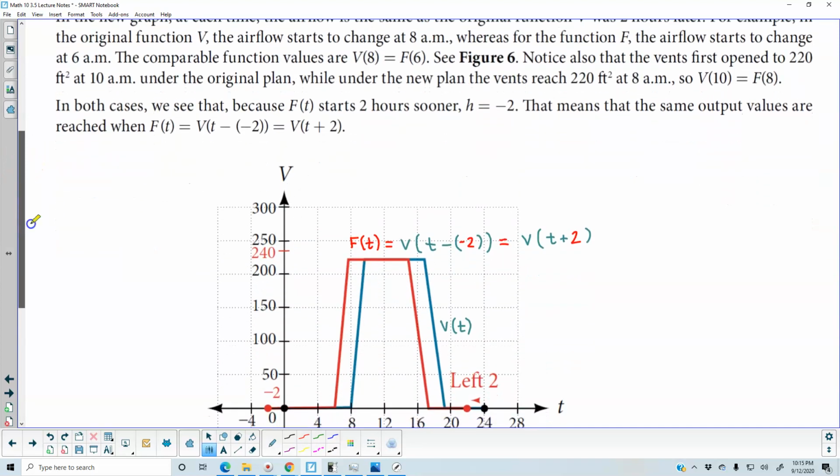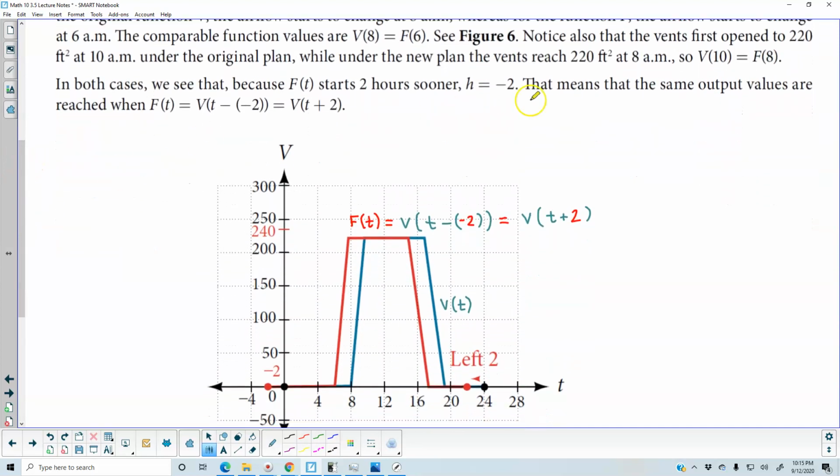So if we take a look at figure 6, we notice also that the vent first opened to 220 square feet at 10 a.m. under the original plan, while under the new plan, the vents reach 220 square feet at 8 a.m. So v of 10 is equal to f of 8.